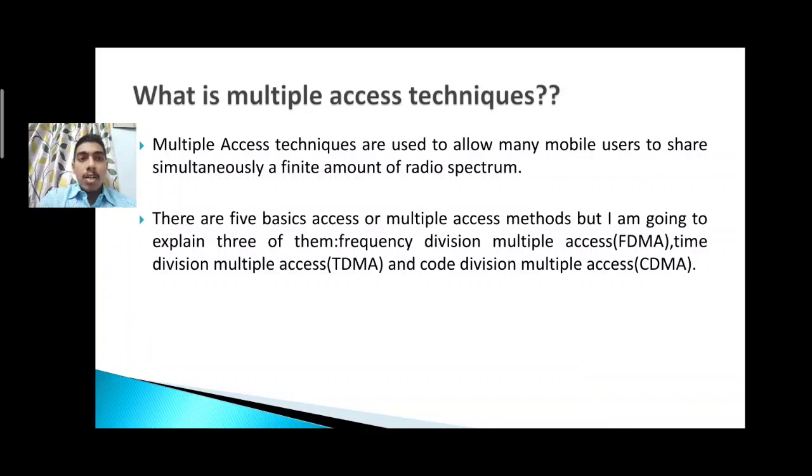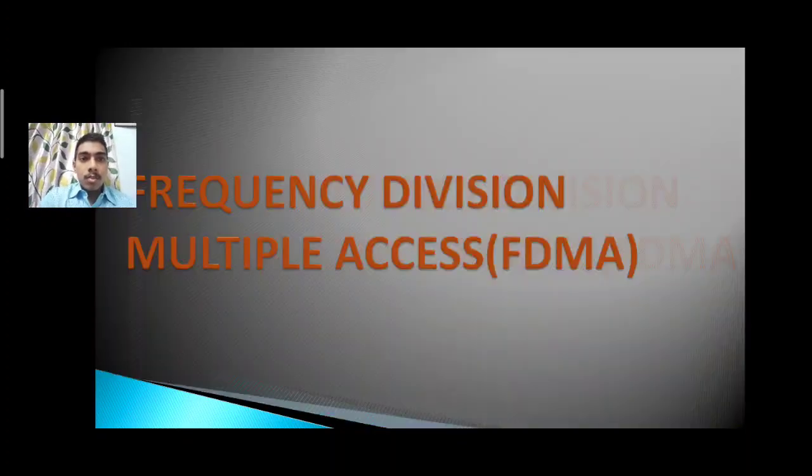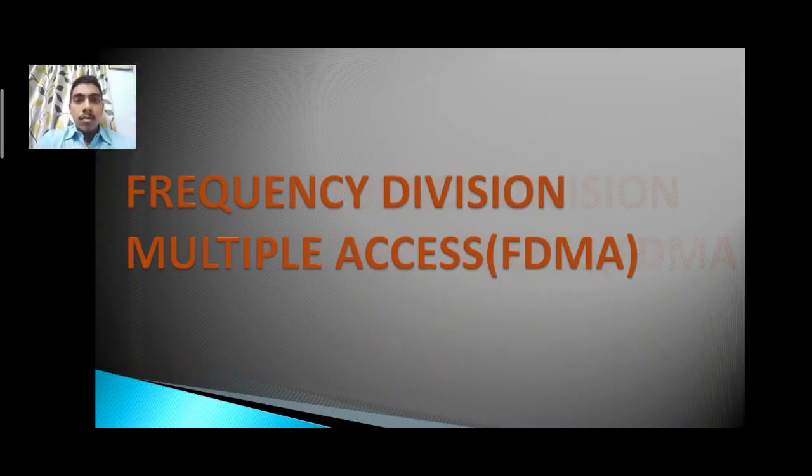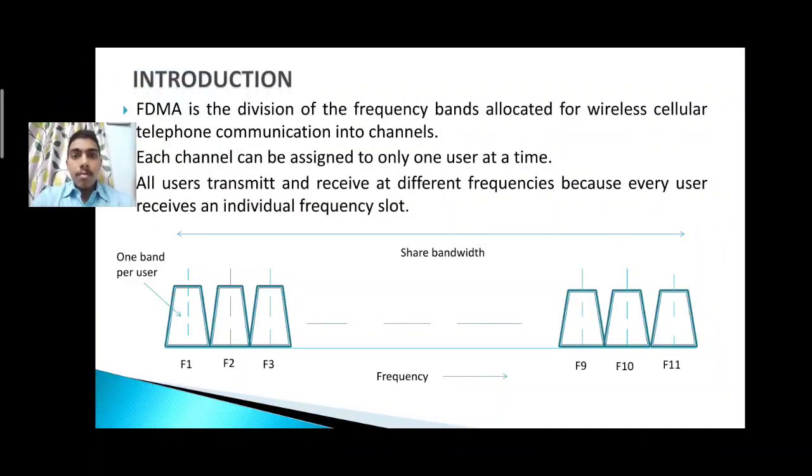Basically there are five multiple access techniques, but I am going to explain three of them. That is frequency division multiple access, that is FDMA, time division multiple access, that is TDMA, and code division multiple access, that is CDMA. So first of all, FDMA, frequency division multiple access.